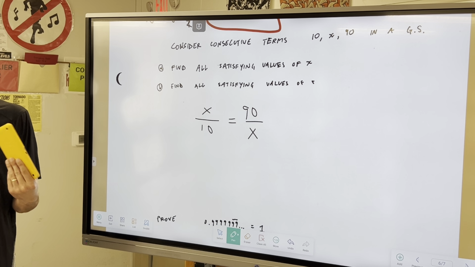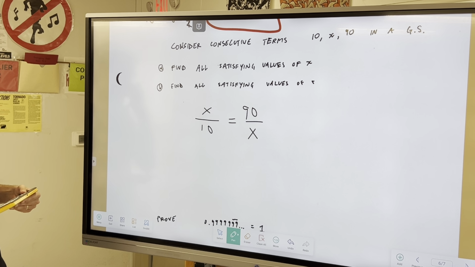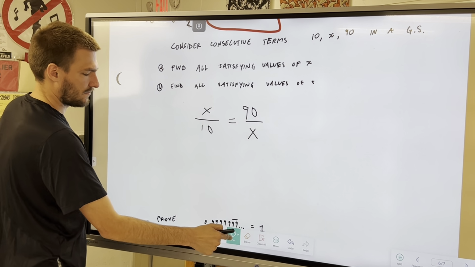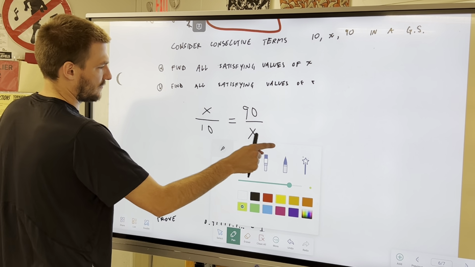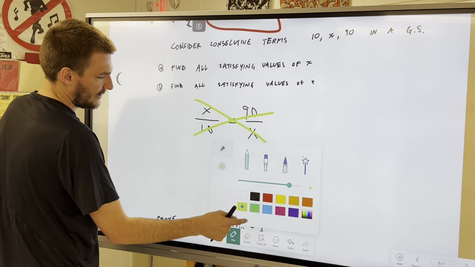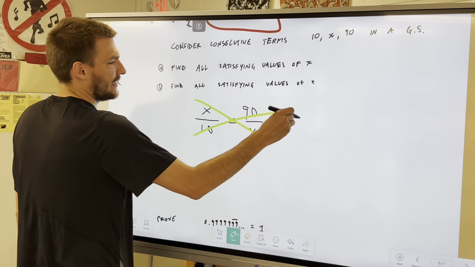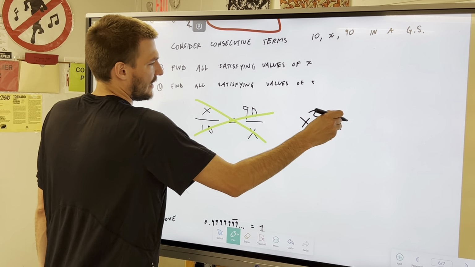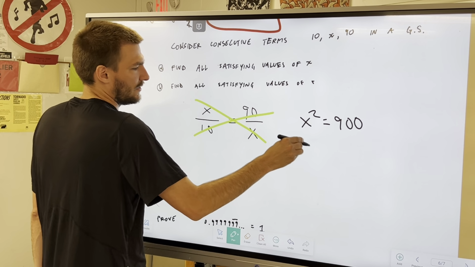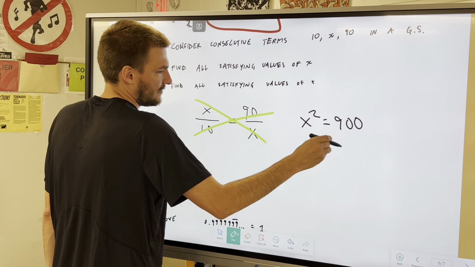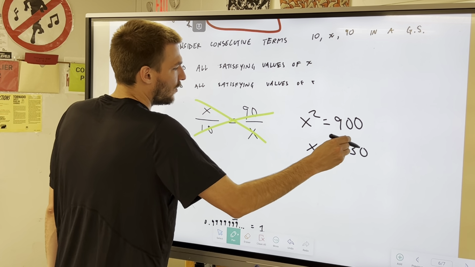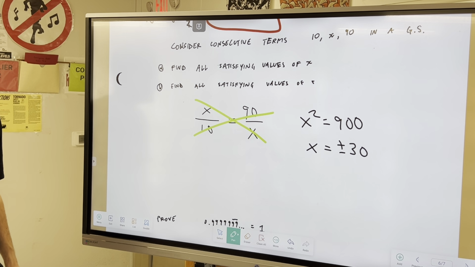Solving ratios is relatively straightforward. You can use cross multiplication. Using cross multiplication, I'm getting x squared equals 900. What's the answer? Awesome. Plus or minus 30. Two valid answers.